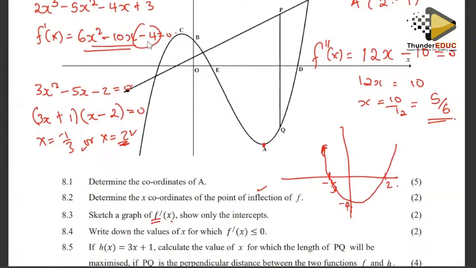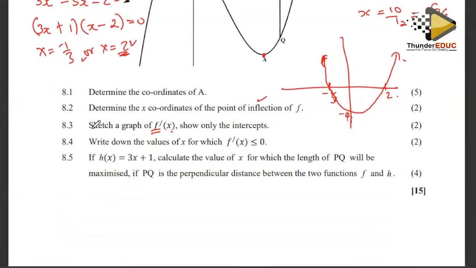Okay, so for as long as it's a parabola that is smiling, get your 2 marks. Then write down the values of x for which the first derivative is less than 0, below 0. So we're going to use this: negative a third is less than or equal to x is less than or equal to a positive 2.